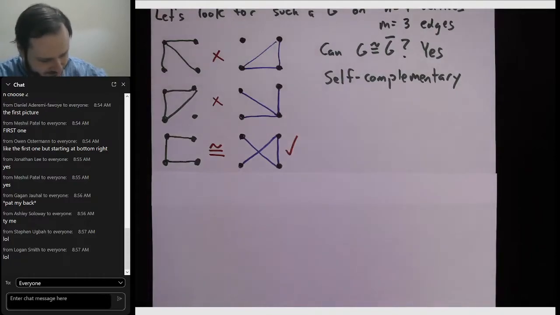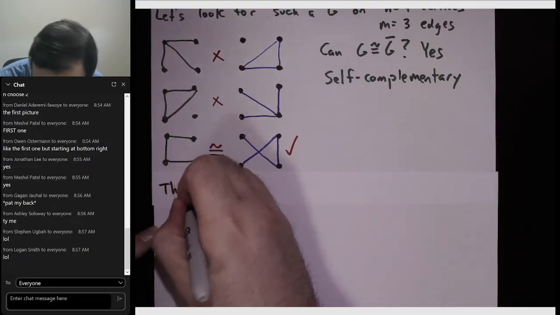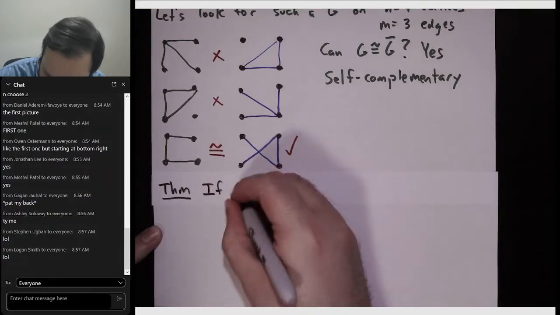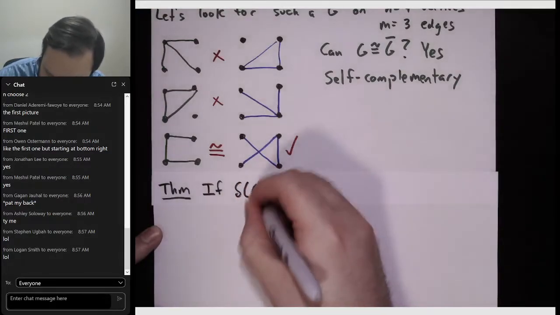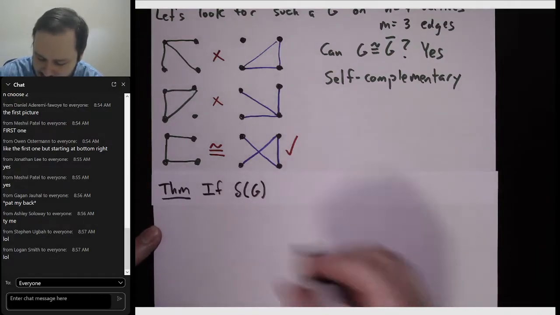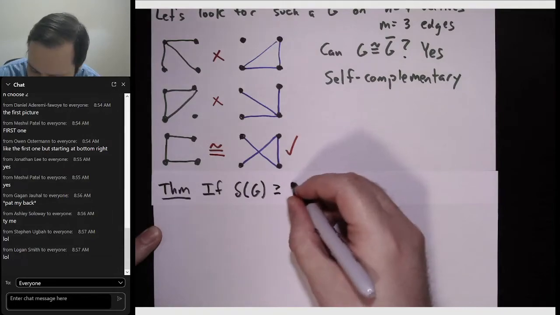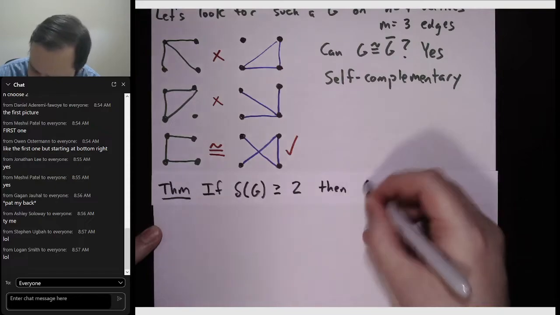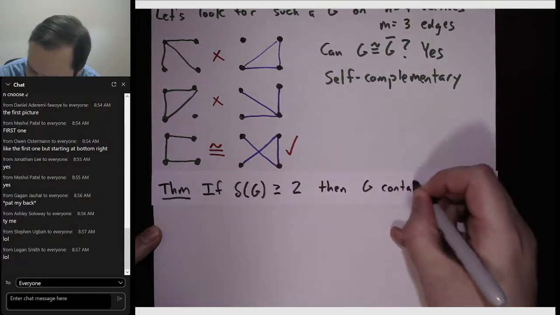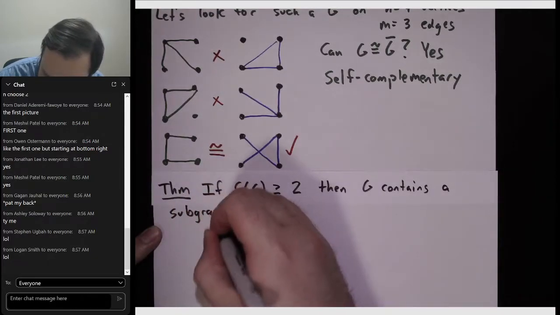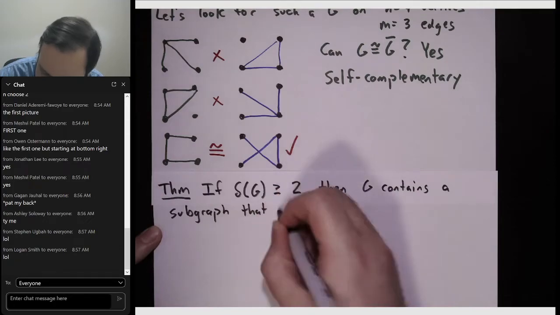Here's a theorem. If the minimum degree of a graph, remember this is the Greek letter delta, lowercase delta means minimum degree, is greater than or equal to 2, then G contains a subgraph that is a cycle.